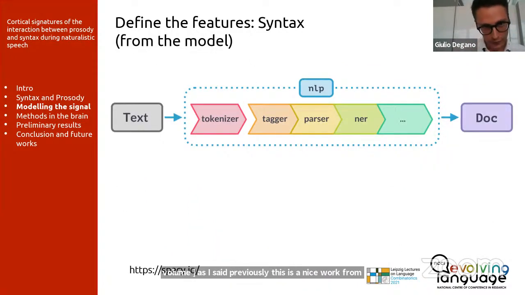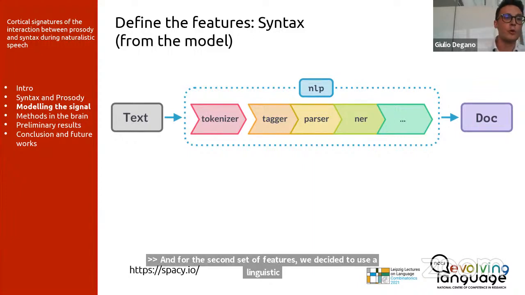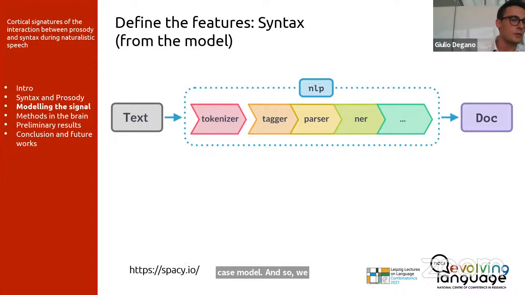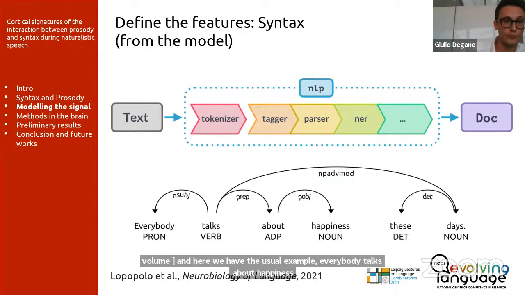For the second set of features, we decided to use a linguistic-based model. We fed our corpora through an NLP parser. In our case, we use spaCy, which goes through a specific pipeline in order to understand all the dependencies across the words in our corpora. Here we have the usual example: "Everybody talks about happiness these days." You can see all the relationships that are automatically done by the NLP parser with very good results.